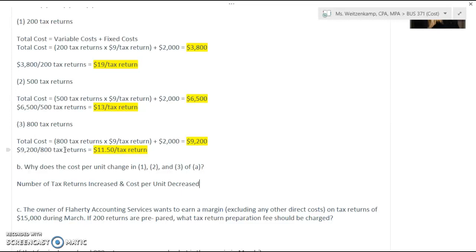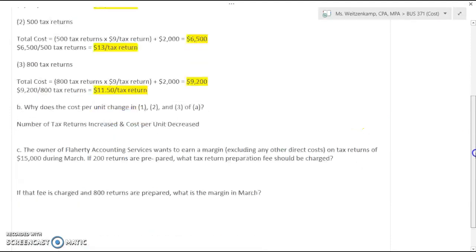As the number of returns increases, we're also going to have an increase in total cost. However, what we find is that in the numerator, the fixed cost is exactly the same regardless of the number of tax returns produced. So the numerator is adding a fixed cost component within total cost, and the denominator is continuing to increase. Therefore, the cost per unit continues to decrease in Part B.